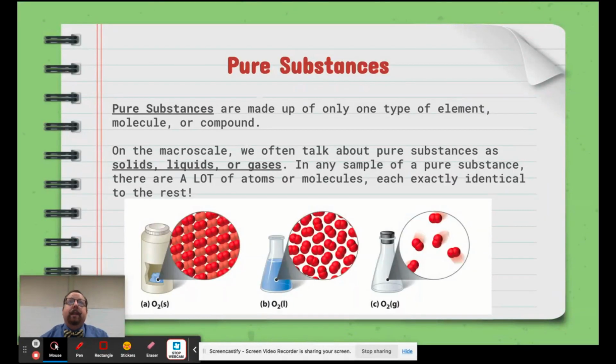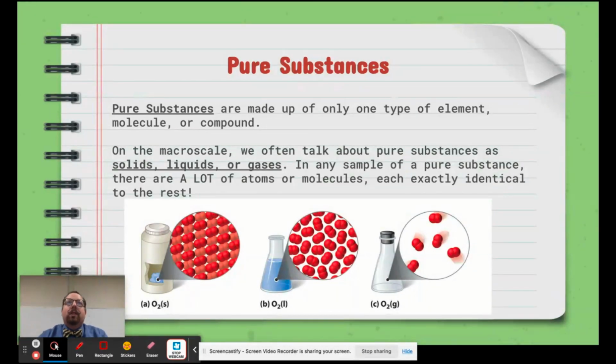If all our particles or each chunk of our substance is the same, in other words, if there's only one type of element, molecule, or compound in the whole substance, we'd call that a pure substance. A mixture would be when two different elements that are not combined together with a chemical bond, or a couple of different types of molecules, were just thrown together.